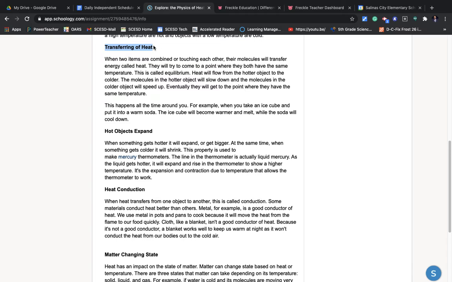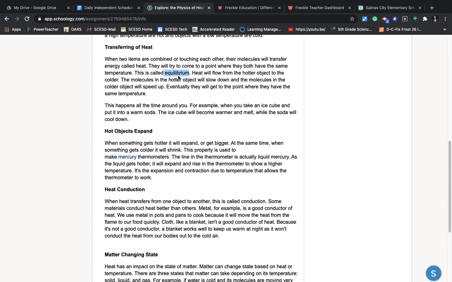Next section, transferring heat. When 2 items are combined or touching each other, their molecules will transfer energy called heat. They will try to come to a point where they both have the same temperature. This is called equilibrium. Equilibrium, and if you can say it with me 3 times, equilibrium, equilibrium, equilibrium. You need to write that down in your journal.